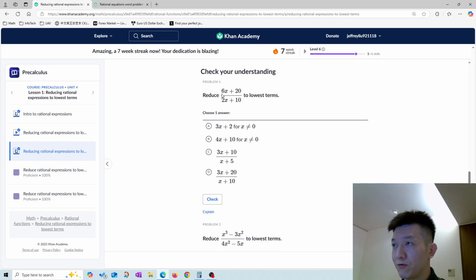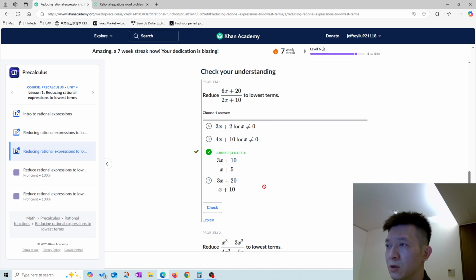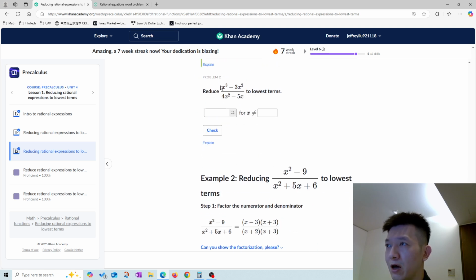So you're going to factor out what here? You're going to factor out 2, and you'll end up with 3x plus 10 and x plus 5. So here is your simplest term. And here you factor out the x squared, and you end up with x minus 3, and again x and 4x minus 5. So let me type it here.